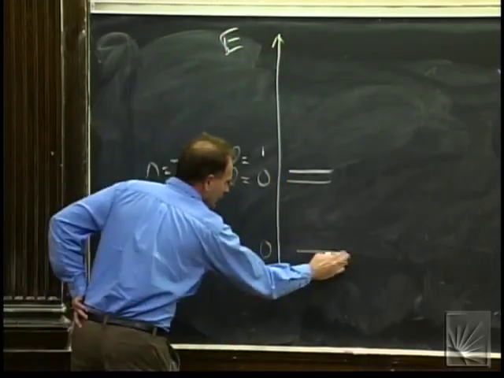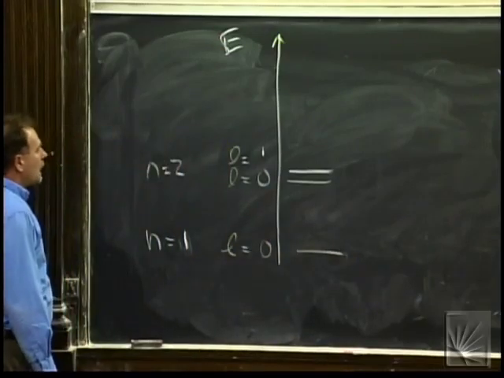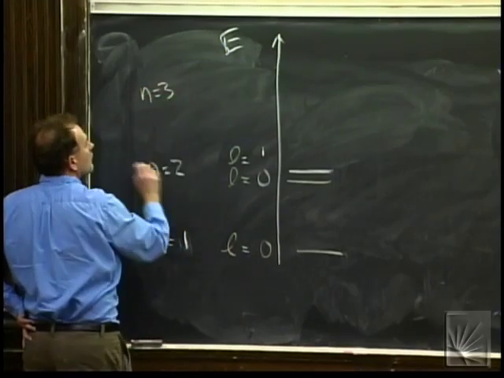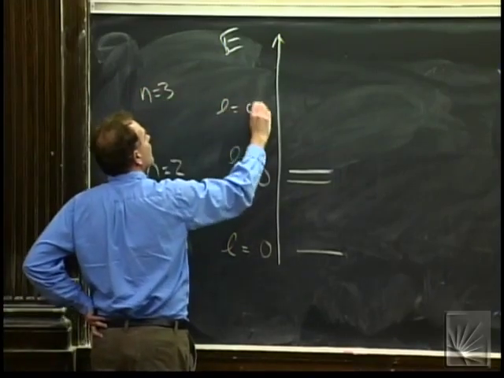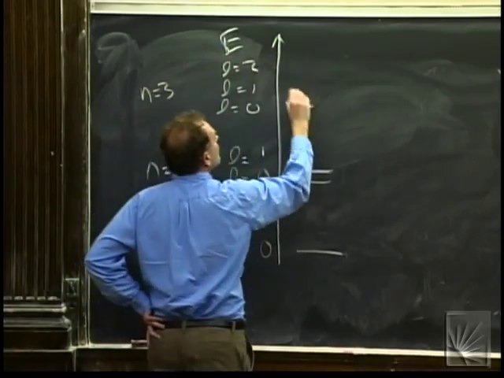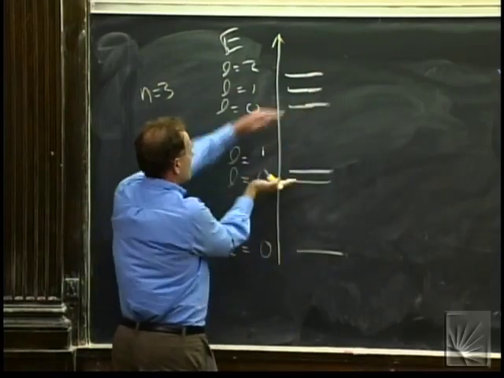Sorry if you're copying that down. This is a slightly tidier way of doing it. Then I would have n equals 3, which has L equals 0, L equals 1, L equals 2. These states are actually kind of close compared to that difference.